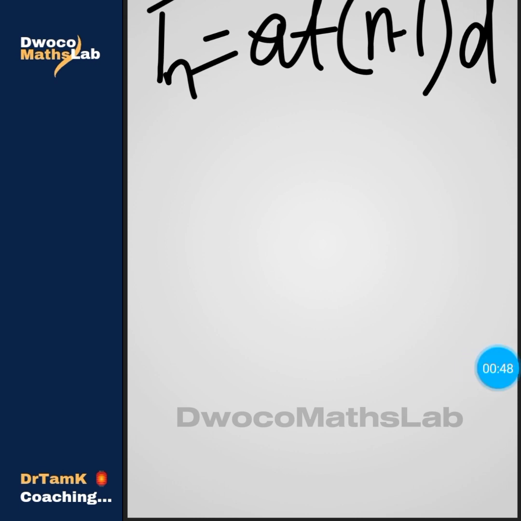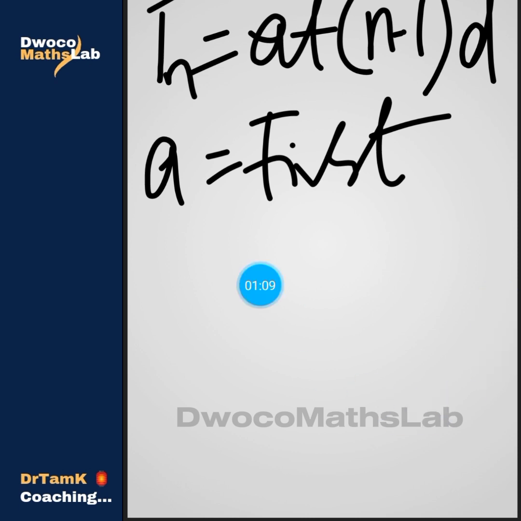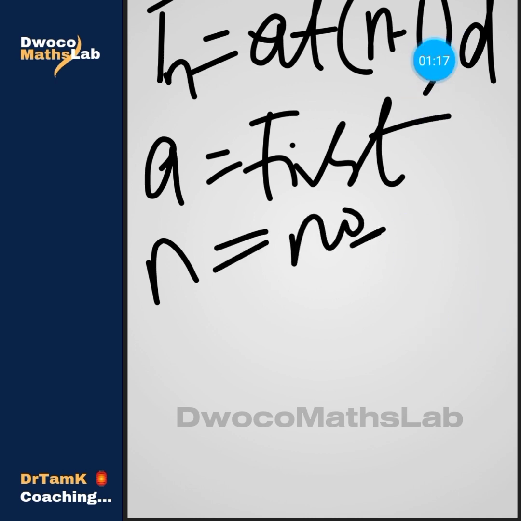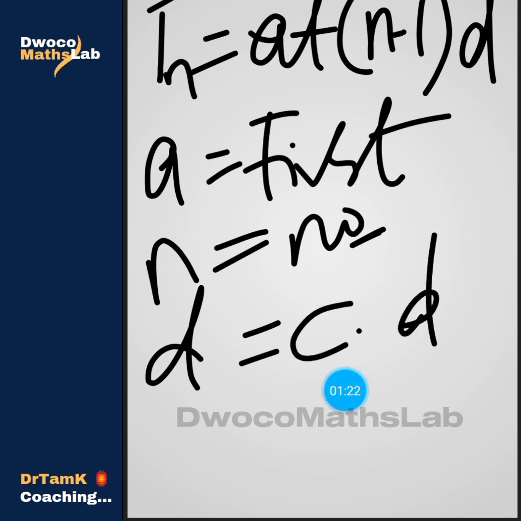Is that clear? Now, the n means what? Nth term, this place. This means the nth term. N means the number of terms. So the number of terms, that's what your n represents. Your a means the first term, the very first term. Your d means the common difference of the terms. Is that okay? That's what it means.